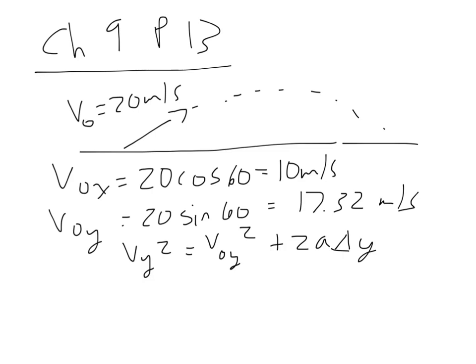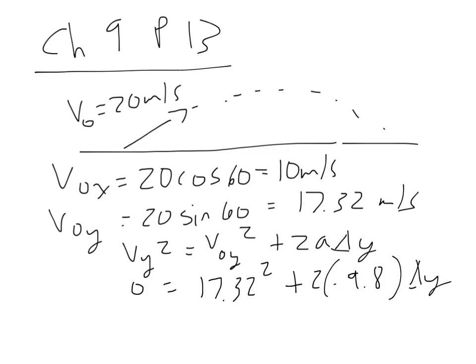We're going to figure out the maximum height that the object reaches using the fact that the velocity in the y direction at maximum height is equal to 0. So we're going to have 0 is equal to 17.32 squared, that's the initial velocity in the y direction, plus 2 times the acceleration. Make sure to make that negative 9.8 meters per second squared times delta y. And we get a maximum height that the object will reach of 15.31 meters. So that's the max height we're going to reach.